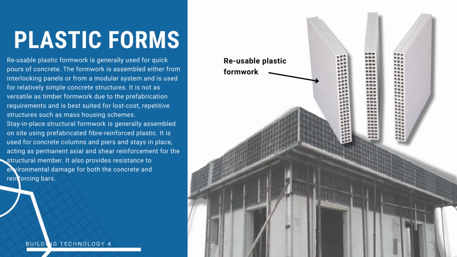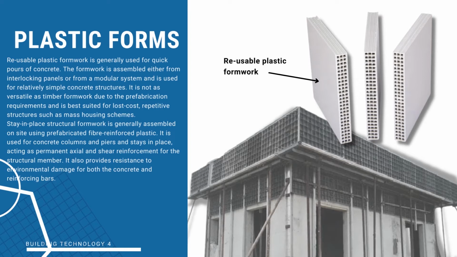Next slide. Next is the plastic forms. Reusable plastic formworks is generally used for quick pour of concrete. The formwork is assembled either from interlocking panels or from modular system, and it is used for relatively simple concrete structures. It is not as versatile as timber formworks due to prefabrication requirements and is best suited for low-cost repetitive structures such as mass housing schemes.